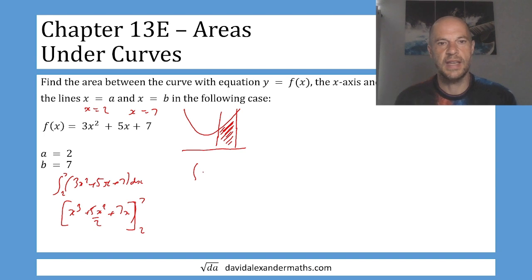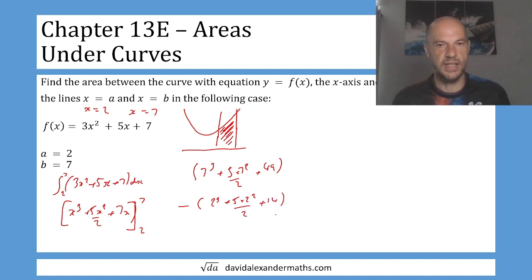Okay, so that is going to be 7 cubed plus 5 times 7 squared over 2 plus 7 sevens, which are 49. Take away 2 cubed plus 5 times 2 squared over 2 plus 7 times 2, which is 14. Okay, so let's deal with the top bracket first. So 7 times 7 times 7 plus 5 times 7 times 7 divided by 2 plus 49. That is 1029 over 2. Take away 2 cubed, 2 times 2 times 2, plus 5 times 2 squared over 2.